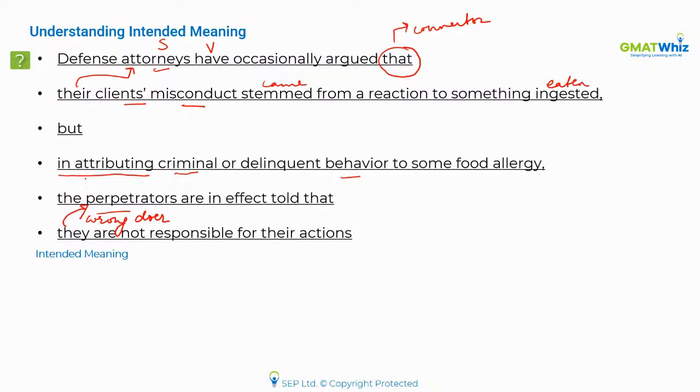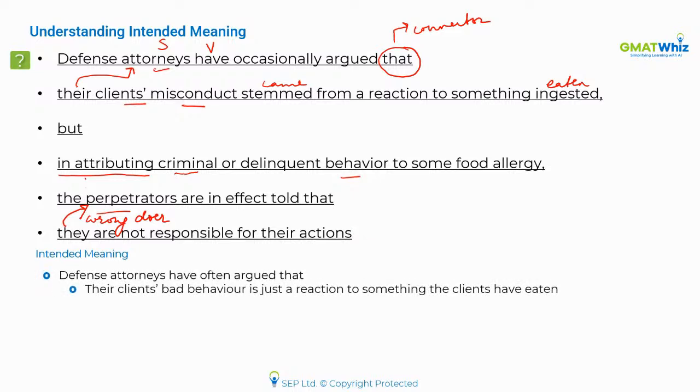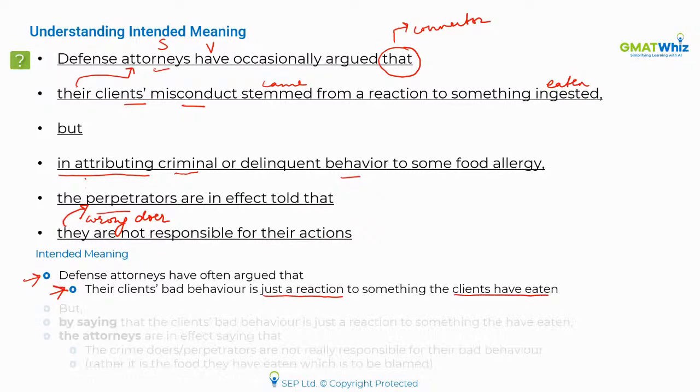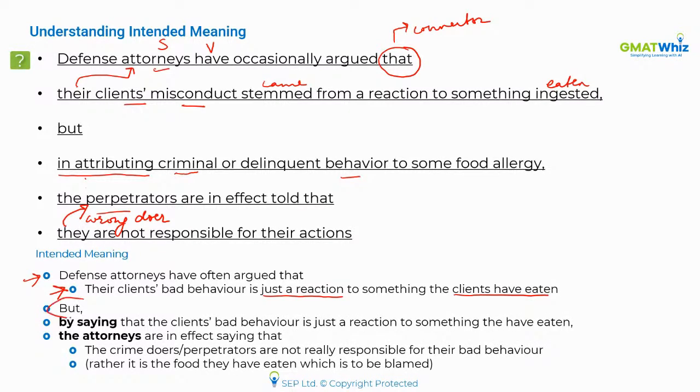All right. Therefore, what the author is trying to say perhaps is defense attorneys have often argued something. What have they argued? Their clients' bad behavior is just a reaction to something the clients have eaten. But, so this but probably the author is saying, by saying that the client's behavior is just a reaction to something they have eaten, the attorneys are in effect saying that the crime doers or the perpetrators are not really responsible for their bad behavior. Okay, so the meaning is clear.